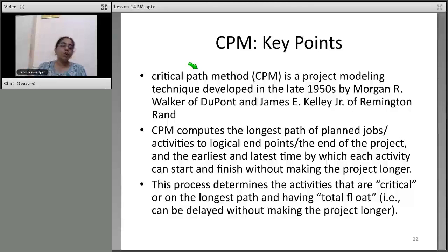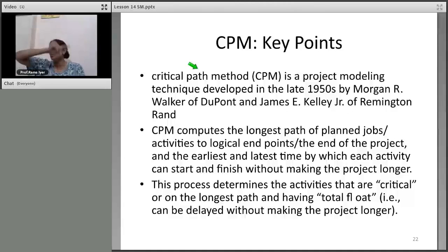Okay. So, what is critical path method? Critical path method is a project modeling technique which was developed in the late 1950s by Morgan R. Walker of DuPont and James E. Kelly Jr. of Remington. Together they made it. CPM tells you the longest path of the planned jobs or activities to logical endpoints or the end of the project, and the earliest and latest time by which each activity can start and finish.